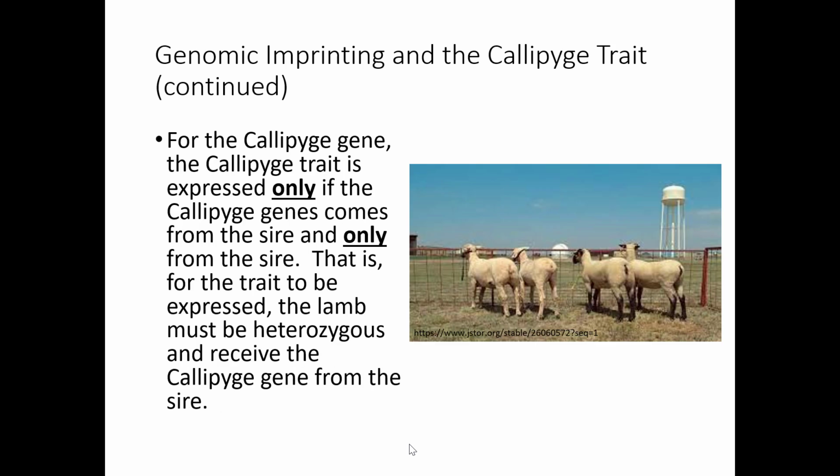For the Callipyge trait in particular, it is only expressed if it comes from the sire, and only the sire. That means the animal has to be a heterozygote for the Callipyge trait. For this class, we're going to say that Callipyge is a capital C and normal is little c. So it'd have to be big C from the sire and little c from the dam.